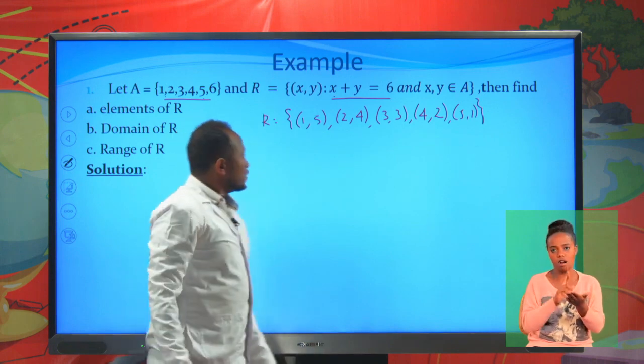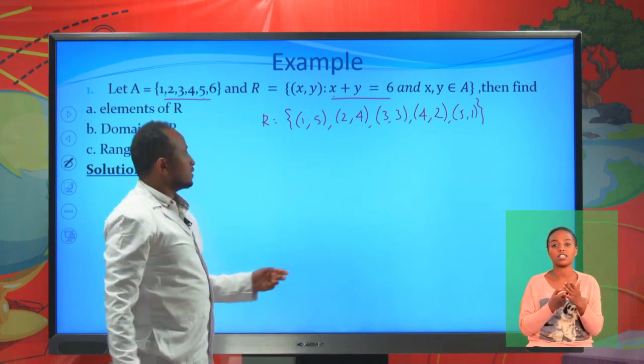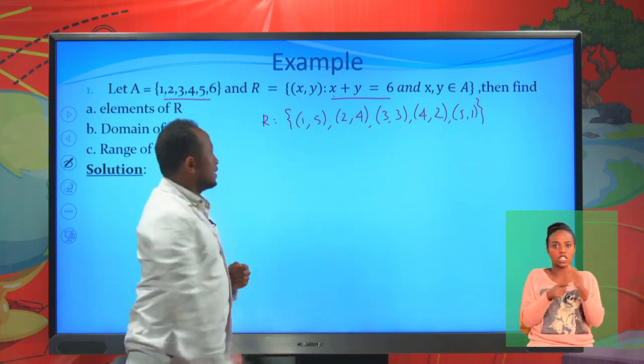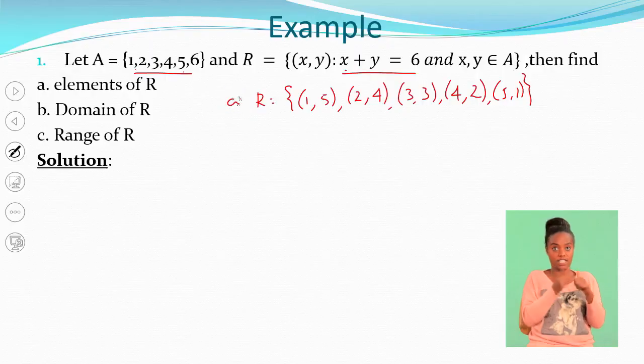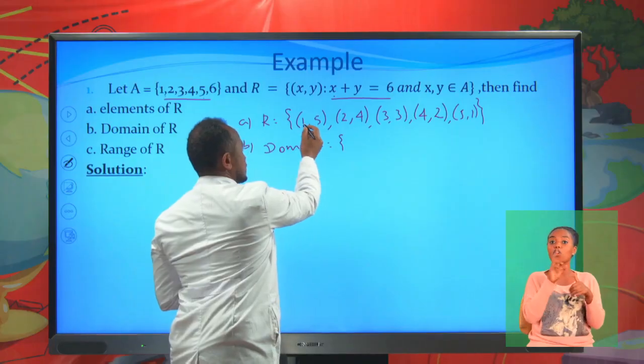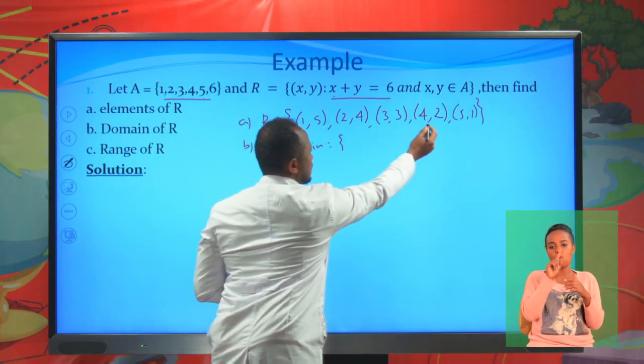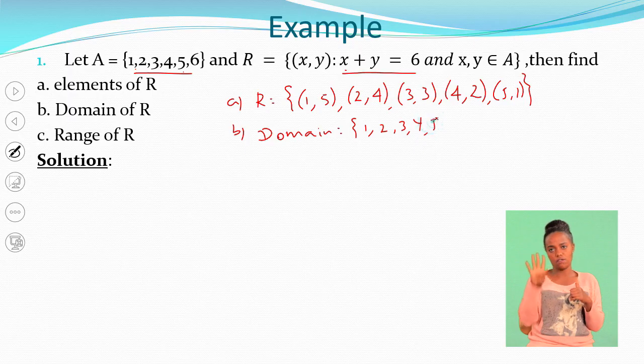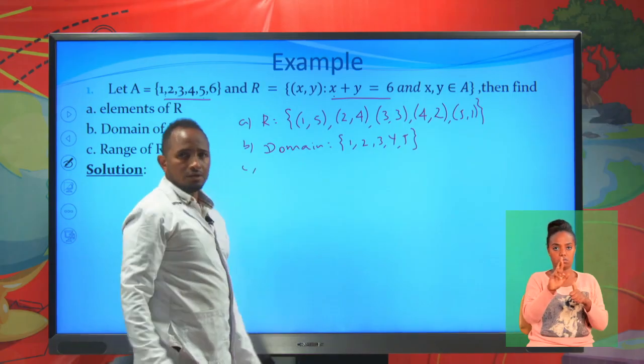From this, you are also asked to find the domain of R. The domain of R is simply the set of first components. Therefore, the domain of R will be the set of the first components: 1, 2, 3, 4, and 5 are the domain of R. And range.